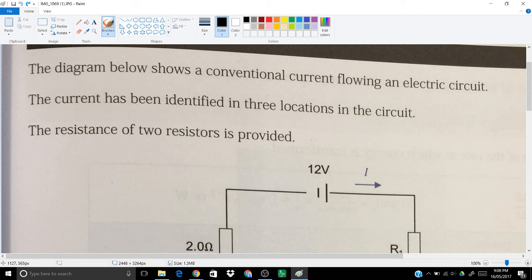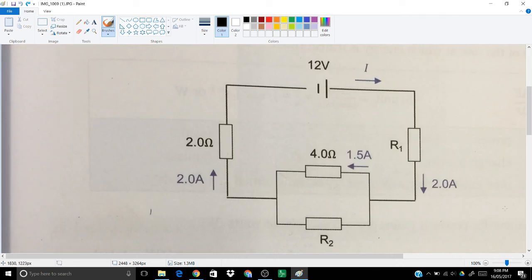The resistance of two resistors is provided. So we've got two resistors: the 4 ohm over here, the 2 ohm over here, and we've got current, and we also have current down here. So we've got a region of series: this resistor, this group of resistors, and the final 2 ohm resistor are in series, but this group of resistors, the 4 ohm and resistor 2, are in parallel in this section. So we have two things going on here.